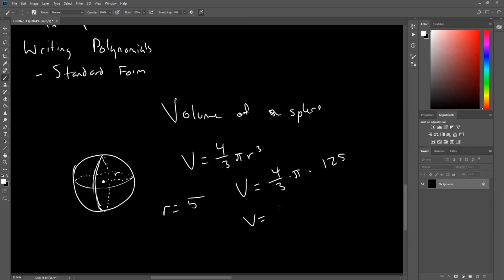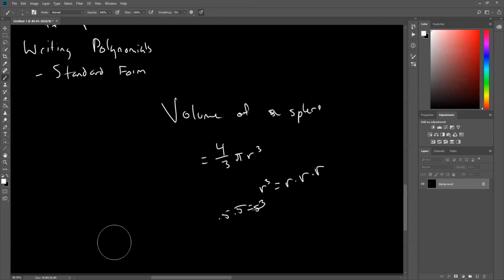Simplify this down. This doesn't come out cleanly, but yeah, you get it. So it's just 500 over 3 pi, or 500 pi over 3. With the radius, you cube it, which remember, r cubed is just r times r times r. So with r equals 5, r cubed would equal 5 times 5 times 5, which is 125. It's not too hard.